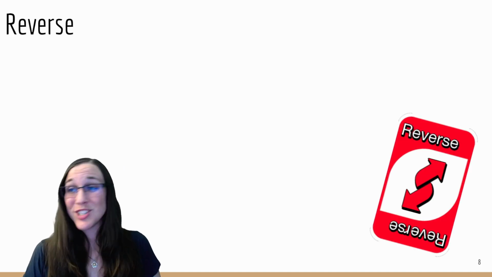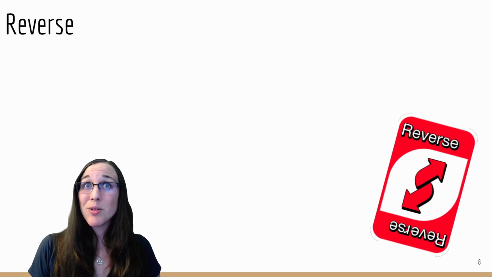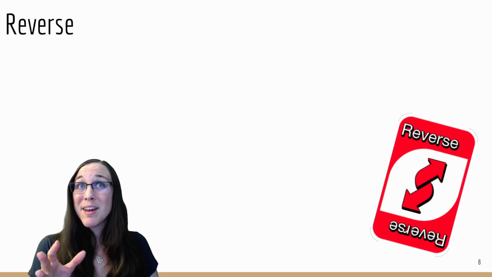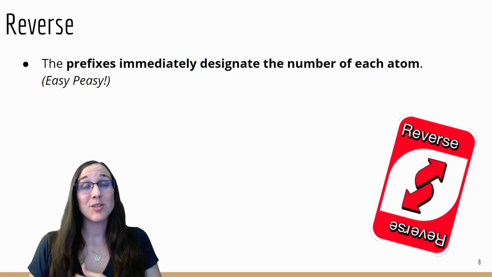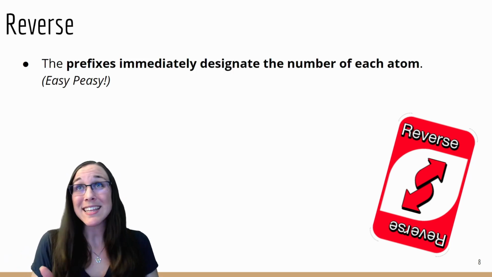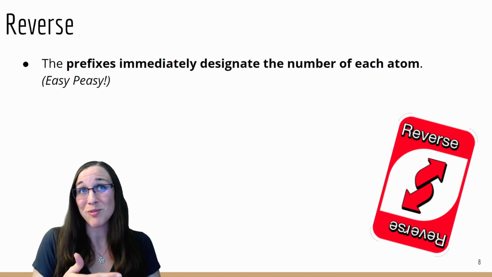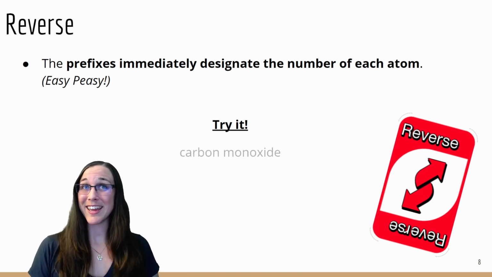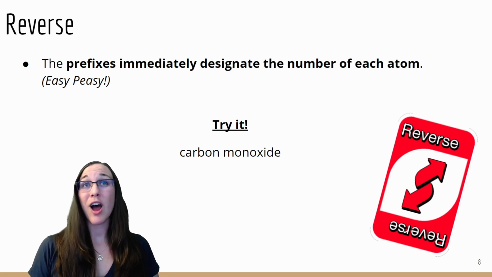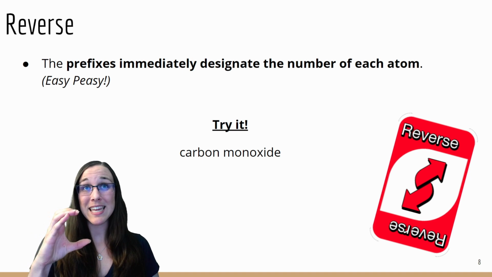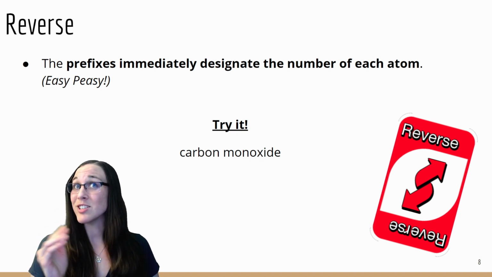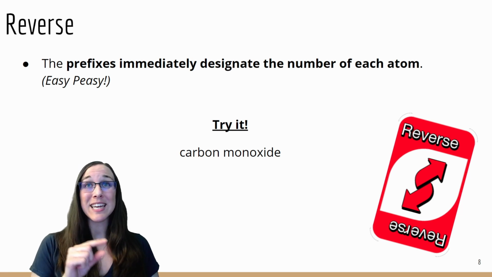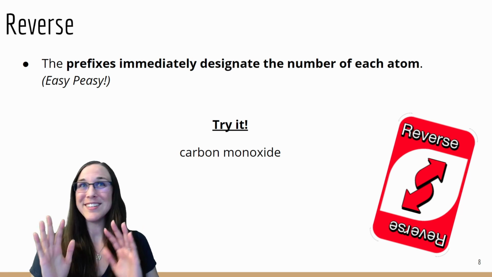Now the reverse is just as fun. You could be given a name and you can draw what the molecule would look like based off of the name, because it tells you how many atoms there are of each present. So since the prefixes designate immediately the number of each atom, you can just write it out. Easy peasy. So let's try it. Carbon monoxide. Carbon is a single C, so we'd have a C. And then monoxide means there's one oxygen. So CO. Great. All done.